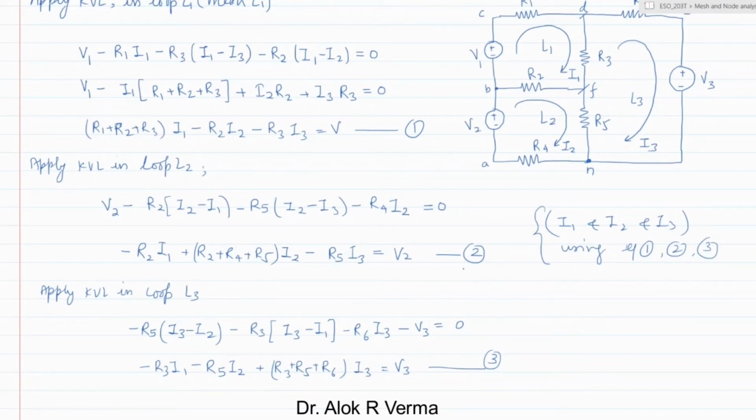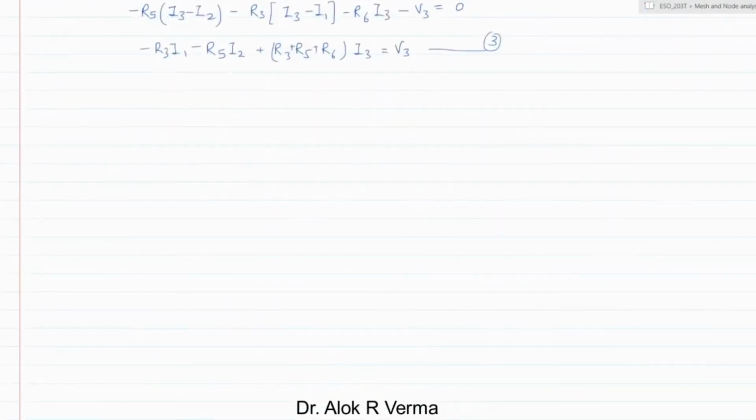So the steps are: first identify the nodes and then identify the meshes, then allot the mesh currents accordingly, write the KVL equation for each mesh, and then solve for the variables, the mesh currents. The interesting part is, if you consider equations 1, 2 and 3, write them in matrix form.